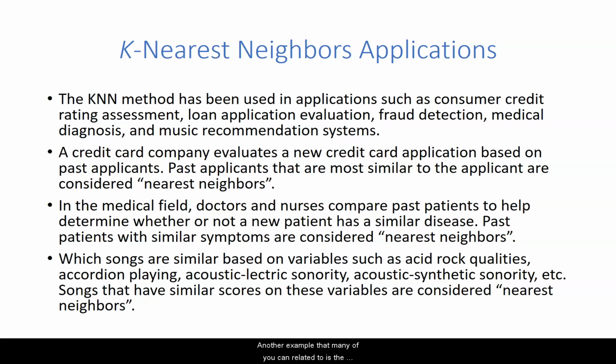Another example that many of you can relate to is the music recommendation system, such as Pandora, that uses the KNN technique to identify songs that are similar to each other. Each song is rated by music experts on a wide range of qualities, such as acid rock qualities, accordion playing, acoustic electric sonority, acoustic synthetic sonority, and so on. Songs that have similar scores are considered the nearest neighbors and recommended to listeners when they like the other songs.